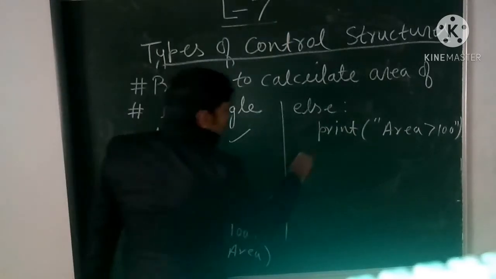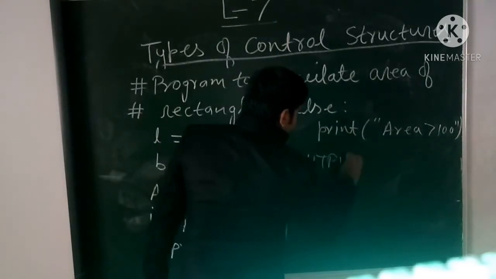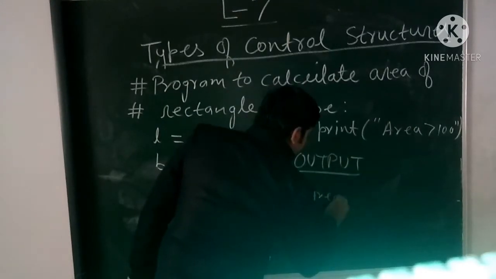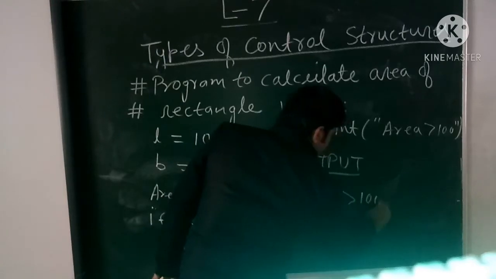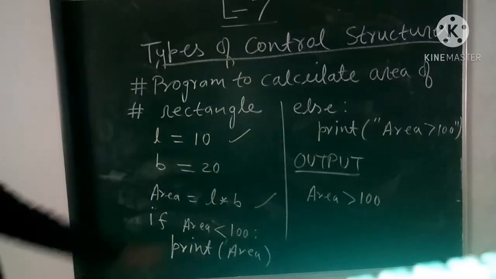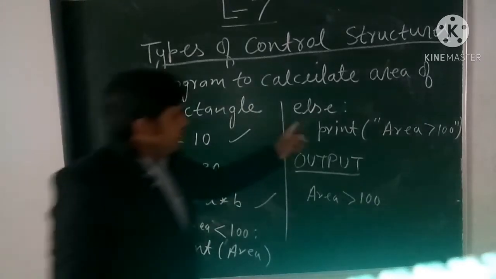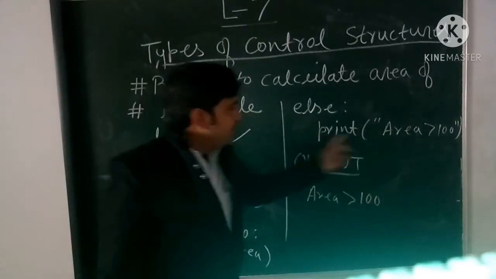So what will the output at this time? We get this area greater than 100. This is the output because the condition is false. So when the condition is false, this part will escape. Python interpreter will execute this line, the else block.